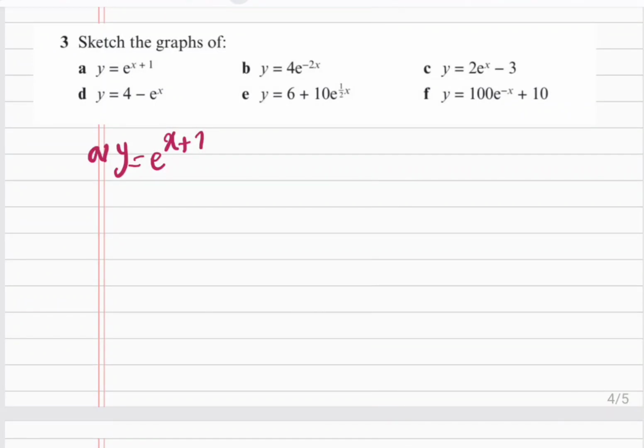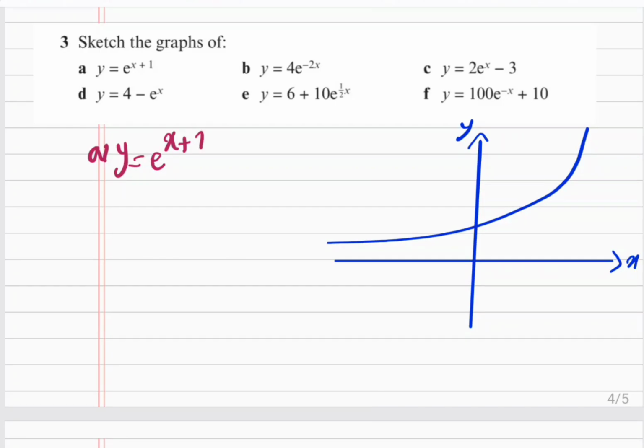Hi everyone, this video is on exercise 14B question 3, and in this video I'm going to do parts A and B. So in part A, we want to sketch the graph of y equals e to the x plus 1. And as always, whenever we have exponential functions, we can first remember the general curve, basically how it looks in general. So in general, we have things like this form.